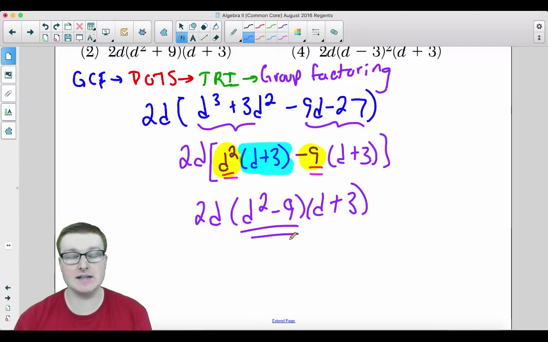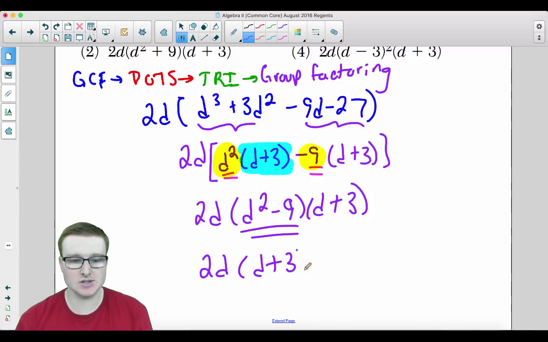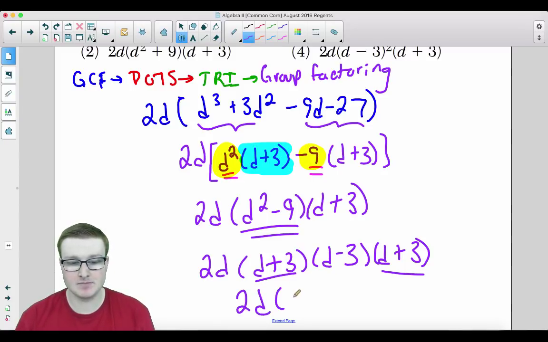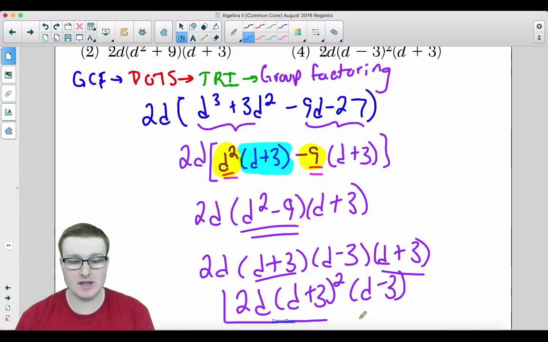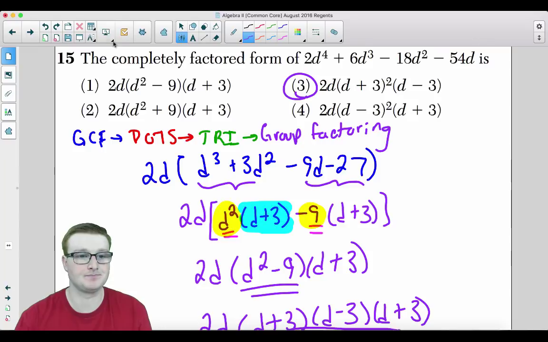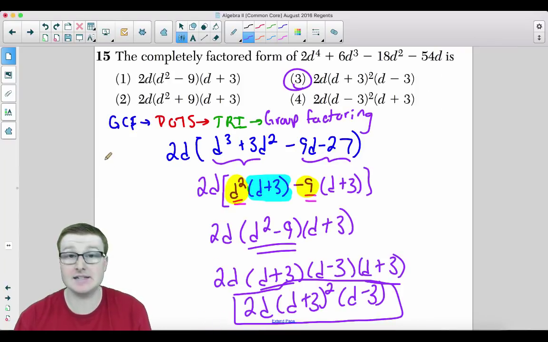Now this right here is the difference of 2 perfect squares. So do it. We get d plus 3, d minus 3, d plus 3. But now there's 2 d plus 3s. We got the one from the difference of 2 perfect squares, and we got the d plus 3 over here. So we could actually combine these to give us 2d, d plus 3 squared, d minus 3. Ladies and gentlemen, that is your answer to that question: 2d, d plus 3 squared, d minus 3. That answer is choice 3. All right, and that's how you do it.